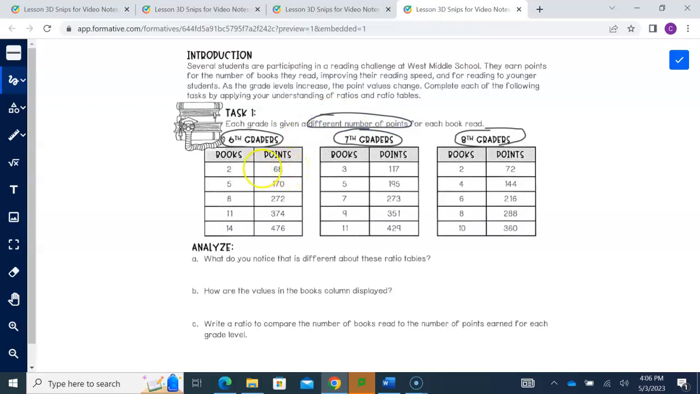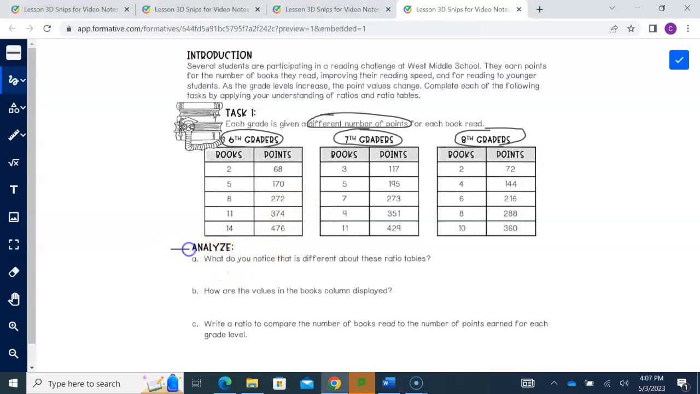So what we can possibly figure out from this is some set ratios to decide how many points did 6th grade give for each book read, how many points did the 7th grades get for each book read, and how many points did the 8th graders get for each book read. So because they didn't all get the same point value for each book read, our data tables look very different from one another, and that might make it more challenging to try to figure out how to analyze it. It kind of makes it a little more confusing.